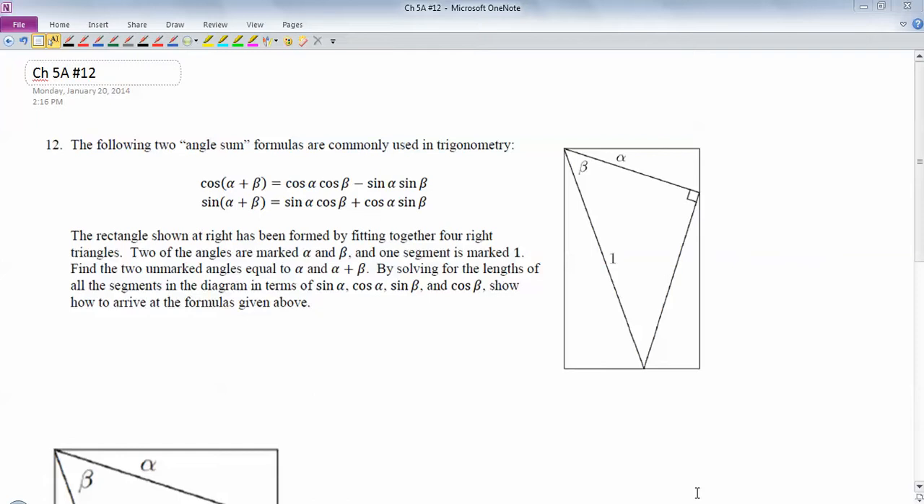Okay, so chapter 5a, number 12, is a way to prove these two angle sum formulas about cosine alpha plus beta and sine alpha plus beta. It's actually not a full proof because it requires you to limit yourself to acute angles. So this one really only proves it for acute alpha and beta. But it turns out that the result still applies to any size angles. And at some point, I'll do the other proof too.